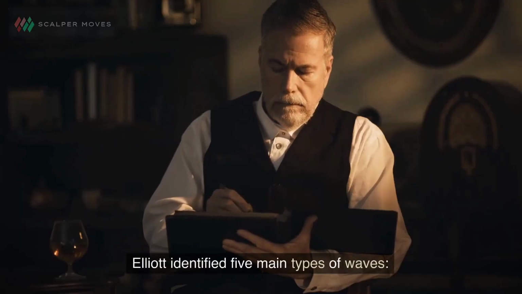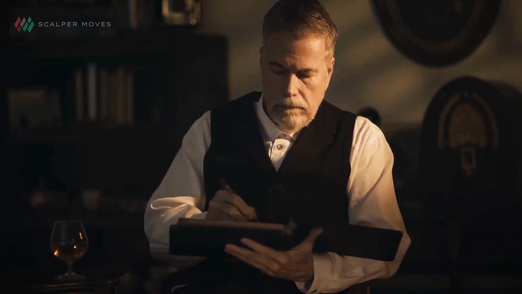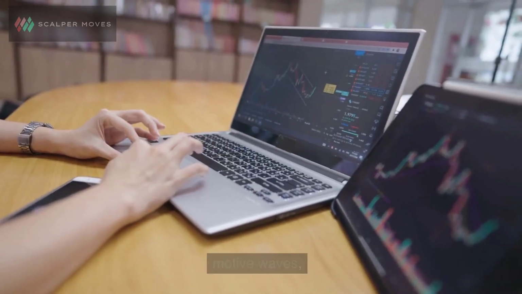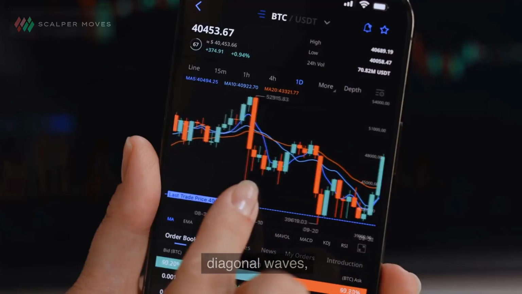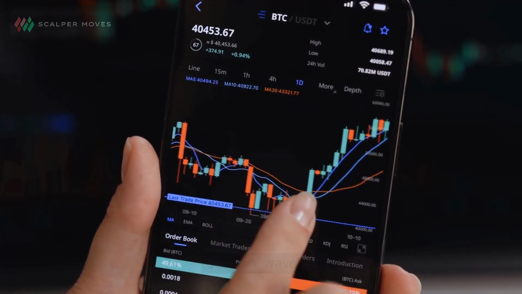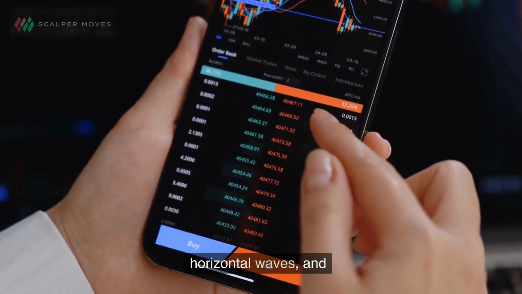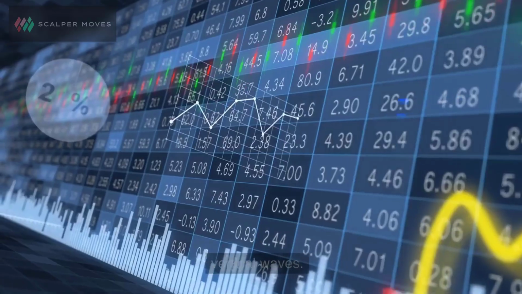Elliott identified 5 main types of waves: motive waves, corrective waves, diagonal waves, horizontal waves, and vertical waves.